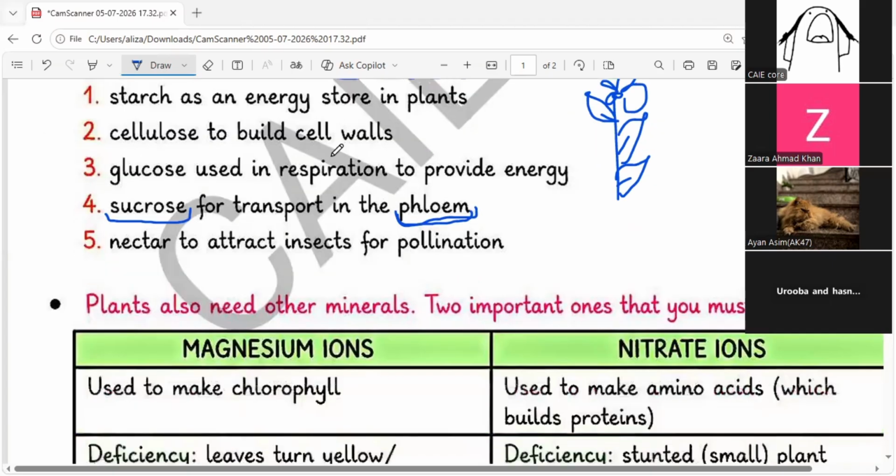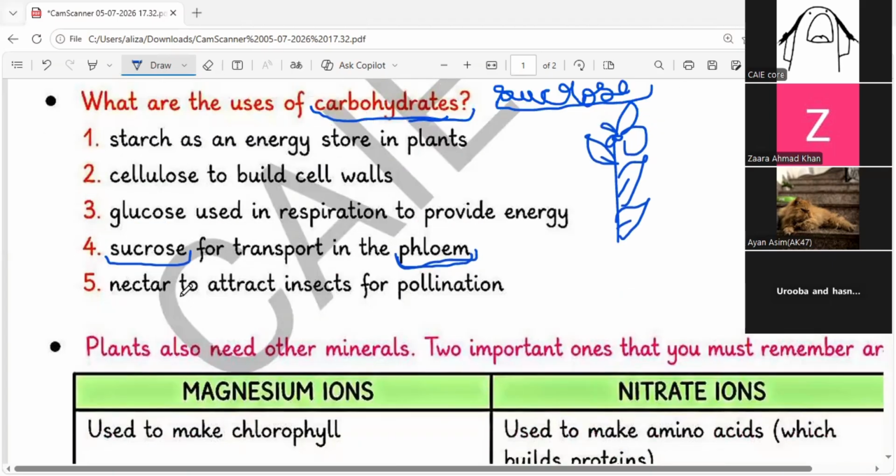The 5th use is that this glucose is used to make nectar, which is used to attract insects for pollination. So why will insects come to the plant? When they get something, they need a reward. You have been studying this since childhood. So the insects come to the plant for their nectar. And this sweet sugary nectar is also made from glucose, that is the carbohydrate from photosynthesis. Insects come to have this glucose, and thus they also help in pollination. So the use of carbohydrate is that it is used to make nectar to attract insects for pollination.